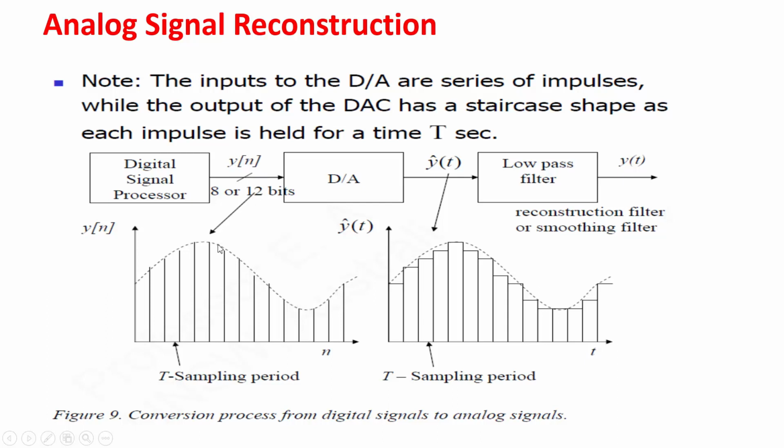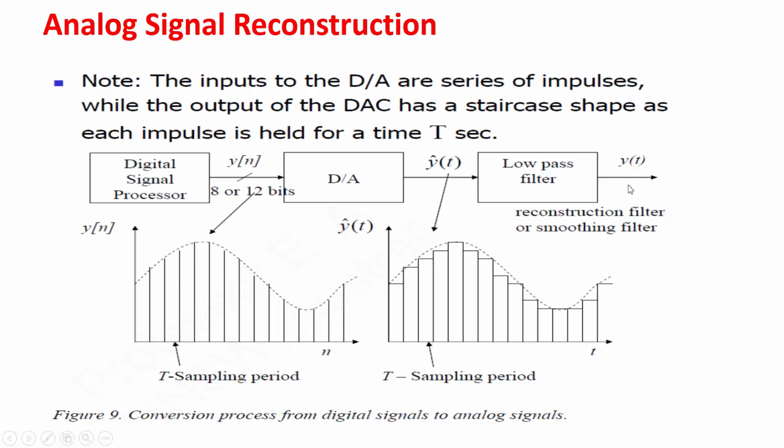Graphically, this y[n] is a series of impulses, and these impulses are spaced at a span of capital T, which is also known as the sampling period. Once this stream of impulses is applied to the D to A converter, which involves a holding operation, every value will be held for a time capital T. So at the output of the D to A converter, we get a staircase shape voltage, and we represent this as y hat(t).